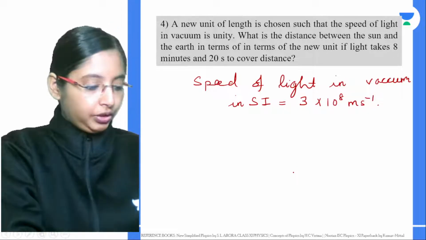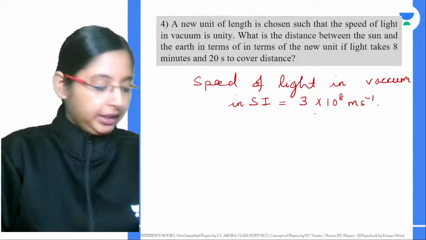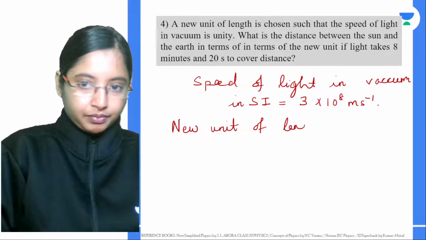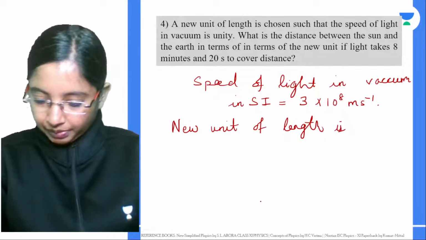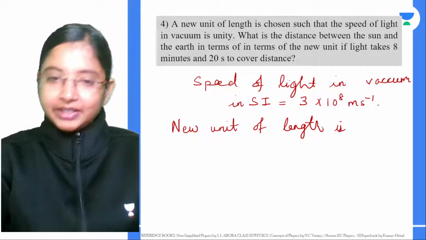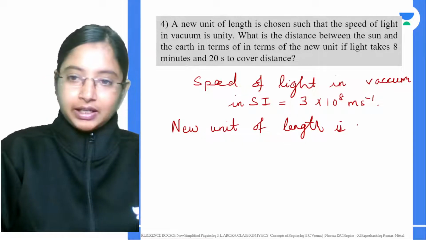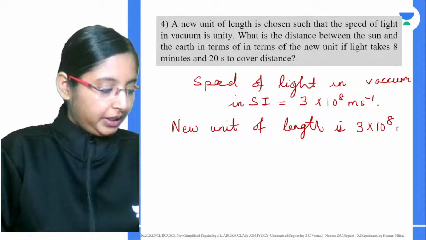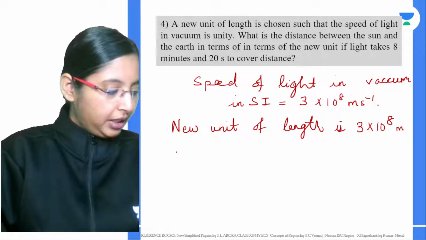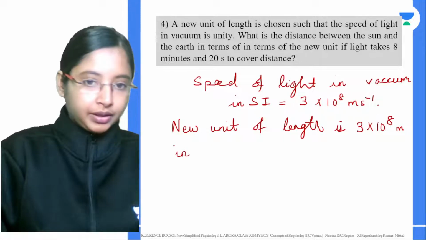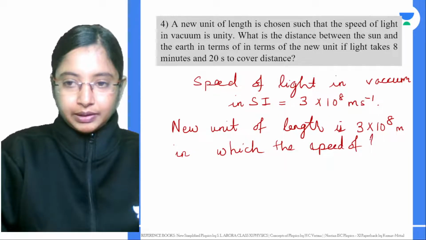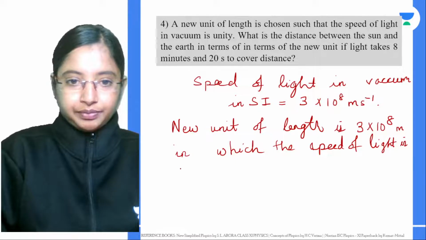Now, the new unit of length. Prema, 3 × 10^8, I guess you forgot to write the 8. Right, Prema, that's right. The new unit of length that they are saying is 3 × 10^8 meters, in which the speed of light is unity.